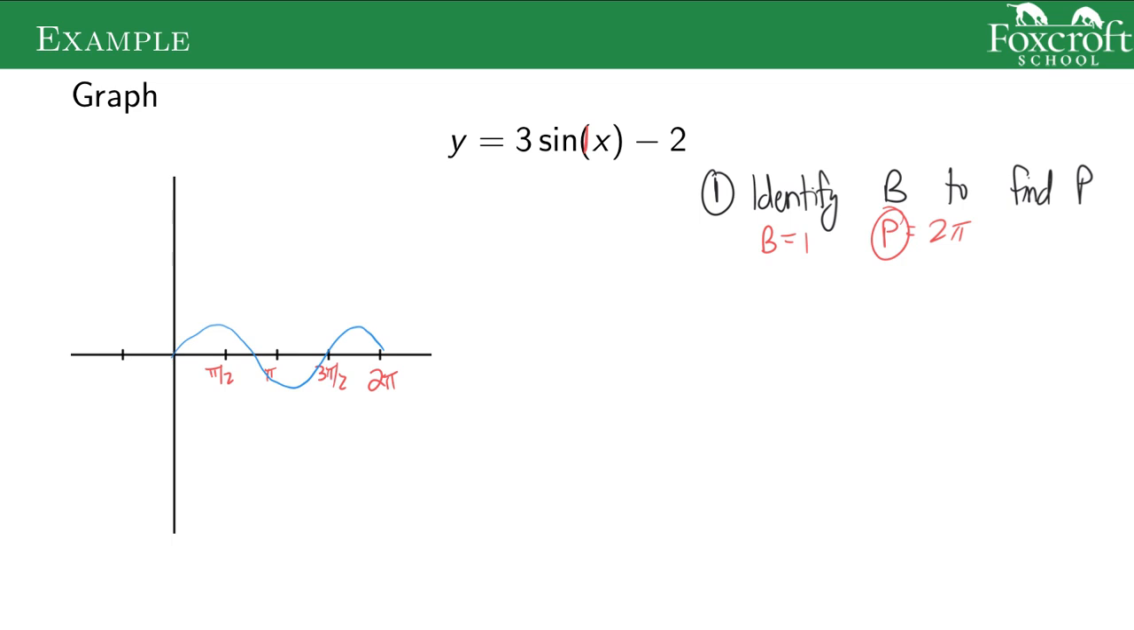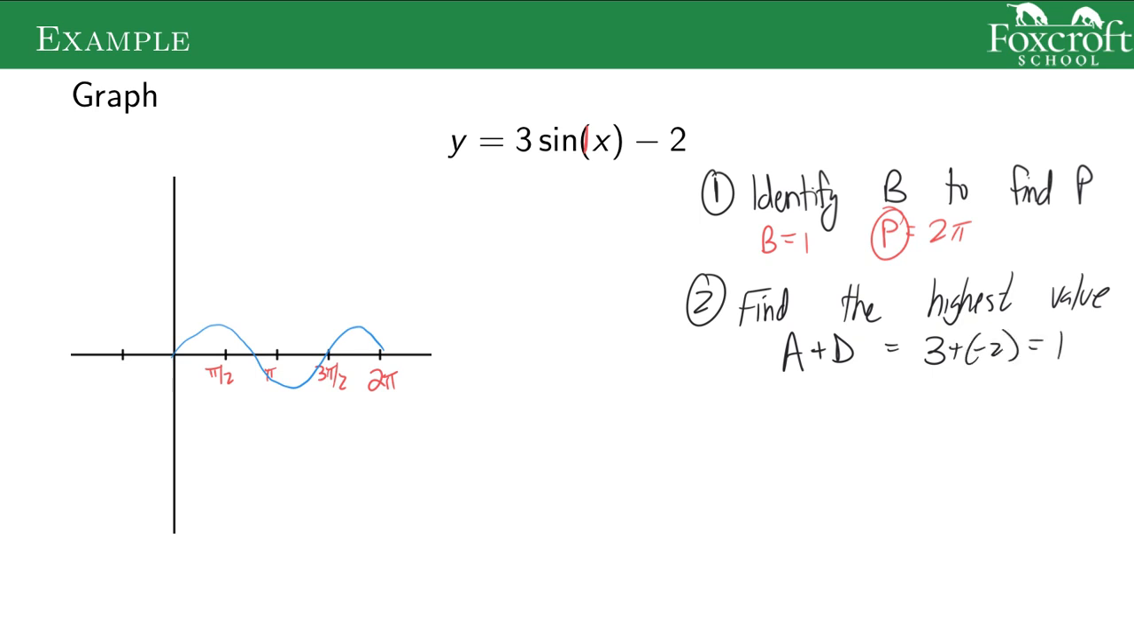Now the next step is to find the highest value, which is going to be your A plus your D value, because the D value is the midline and you can go up A from that. In this case, it's going to be 3 plus negative 2, which is 1. Step 3, find your lowest value, which is going to be D minus A. In this case, negative 2 minus 3 is negative 5.